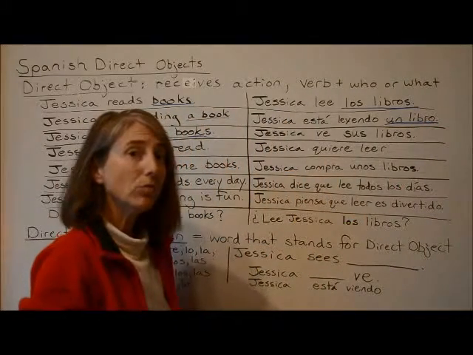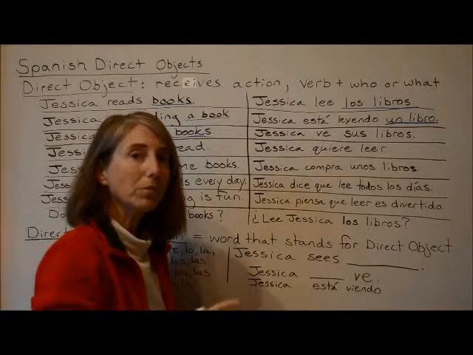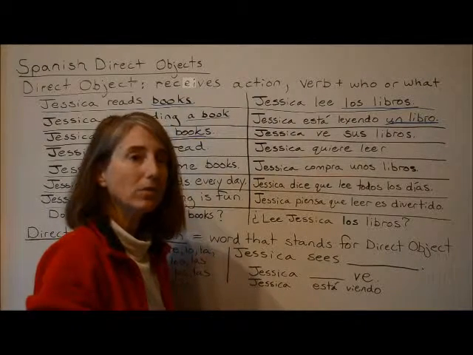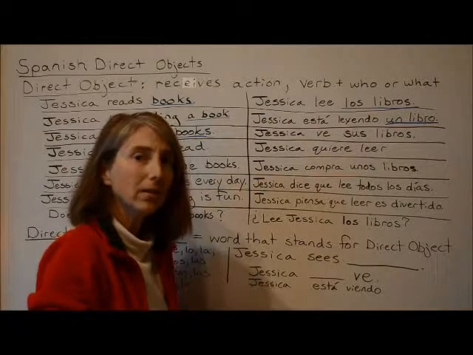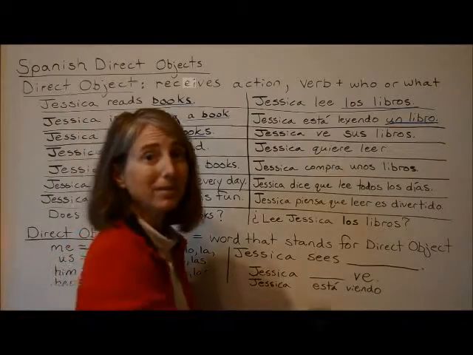Jessica ve sus libros. Jessica sees her books. So the verb is ve, and what does she see? Ve qué? Ve sus libros. She sees her books. So her books are the direct object in this sentence.